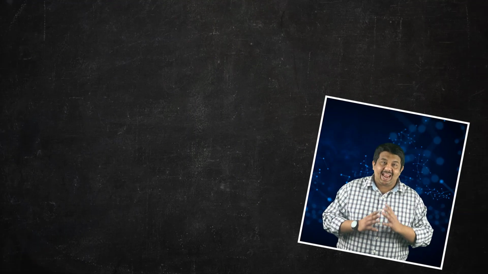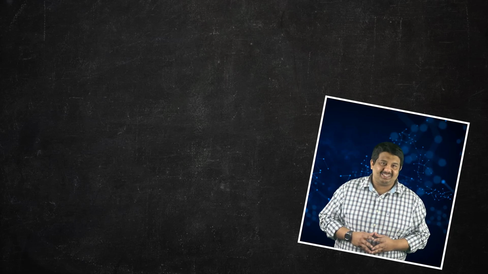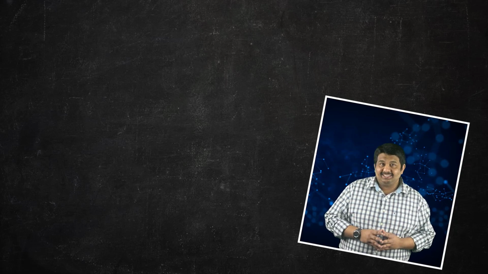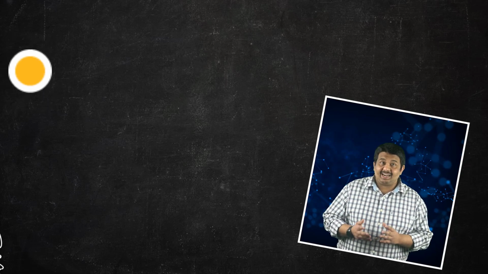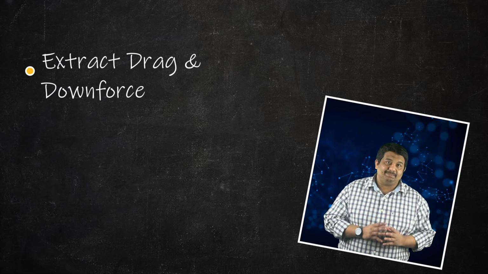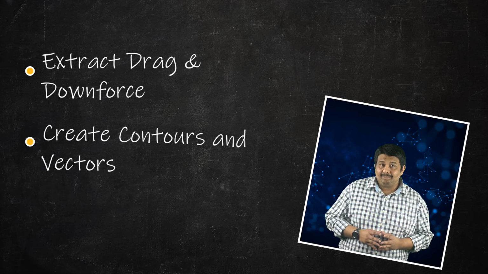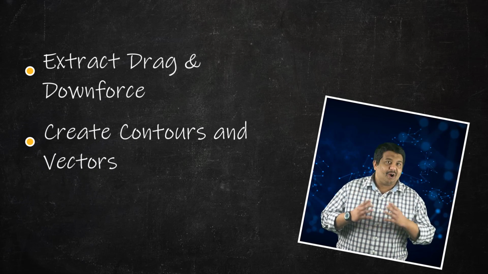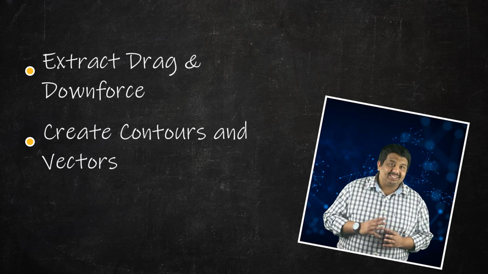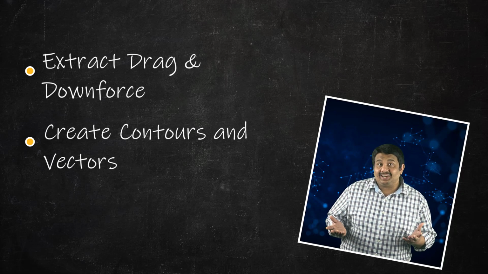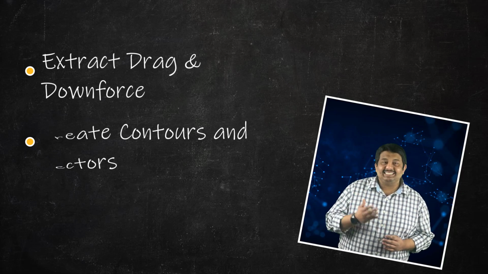That brings us to the end of our first lesson on post-processing. To summarize, we learned how to extract the drag force and downforce experienced by the car and also create contours and vectors to study the pressure distribution on different components, flow stagnation points, and recirculating regions behind the wheels and the rear wing.